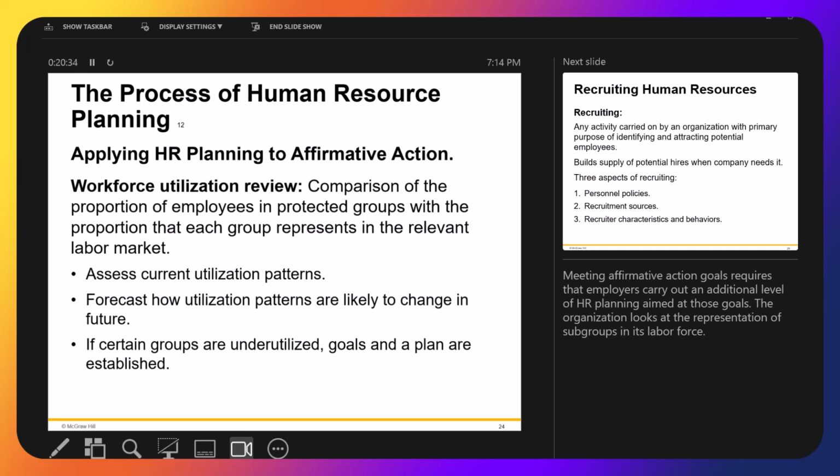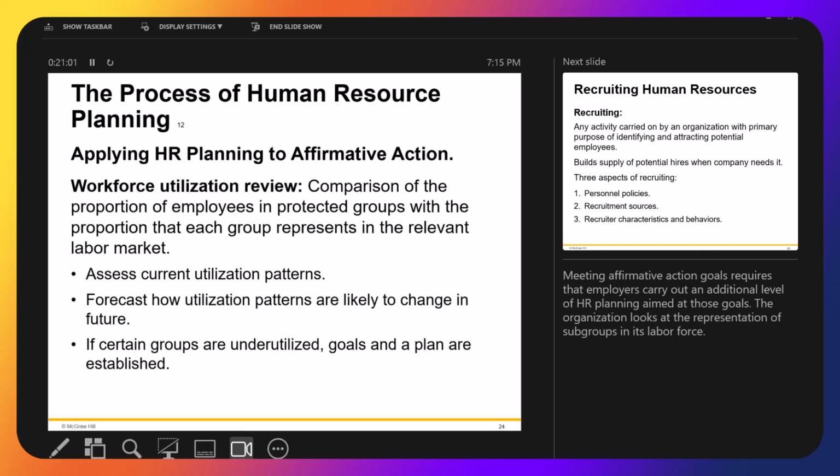Applying HR planning to affirmative action. Workforce utilization review: comparison of the proportion of employees in protected groups with the proportion that each group represents in the relevant labor force. Assesses current utilization patterns. Forecasts how utilization patterns are likely to change in the future. And if certain groups are underutilized, goals and a plan are established.